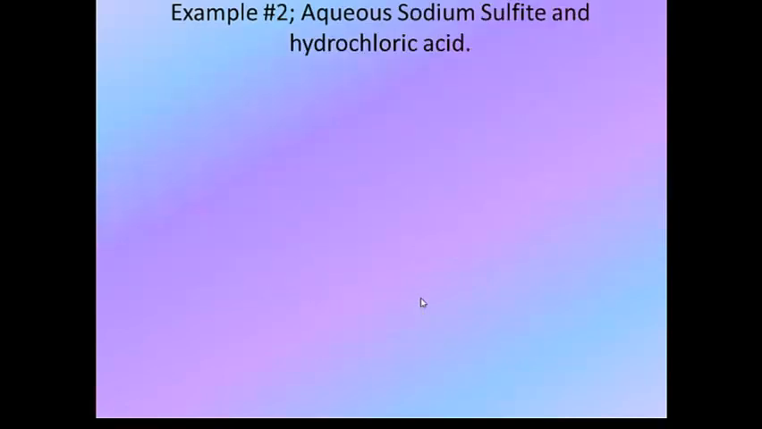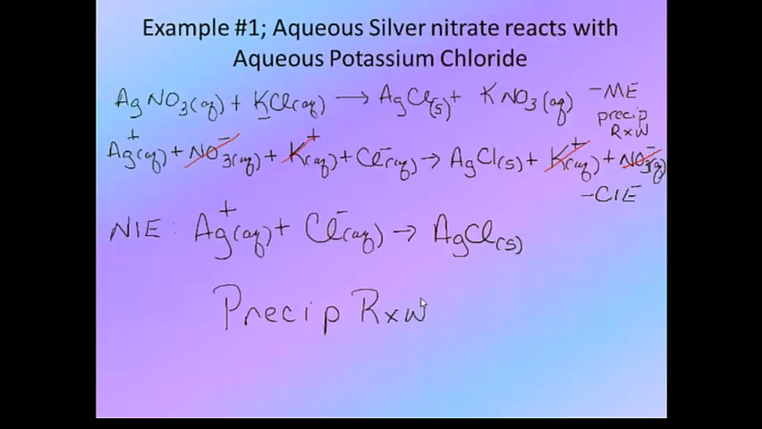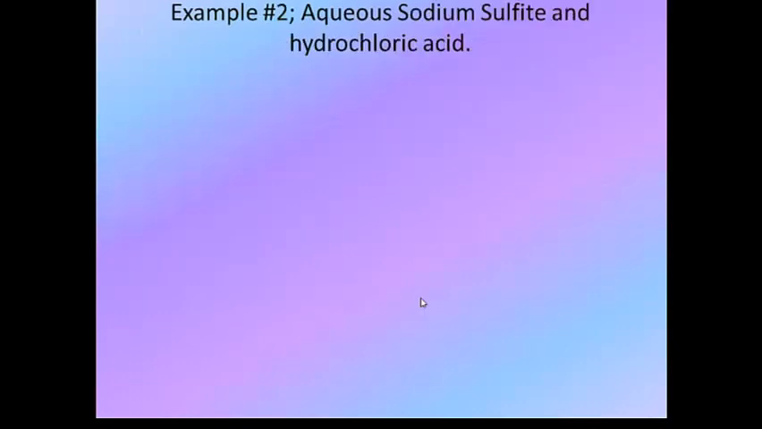All right, here is example number 2. The rest of these examples are going to cover the gas producers. They are the hardest ones to recognize. There's some memorization you are going to have to do.